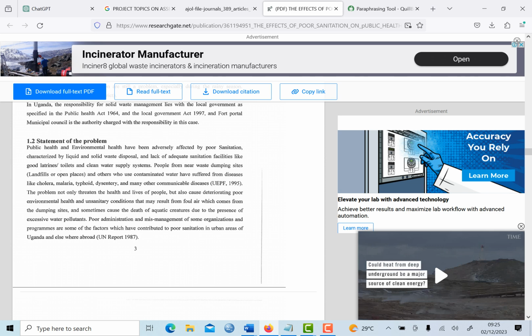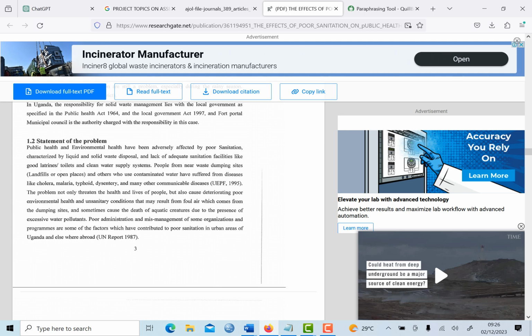Characterized by liquid and solid waste disturbance. That is the thing causing this poor sanitation: waste disposal, both solid and liquid waste disposal. This tells you that improper waste disposal is affecting what? Public health. Lack of adequate sanitation facilities: they don't have sanitation tools like good latrines, toilets, clean water supply systems. These are also affecting public health.